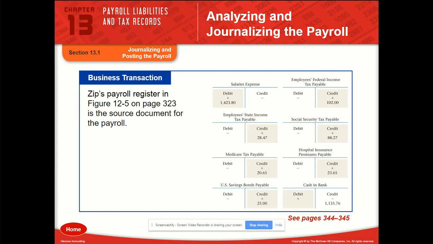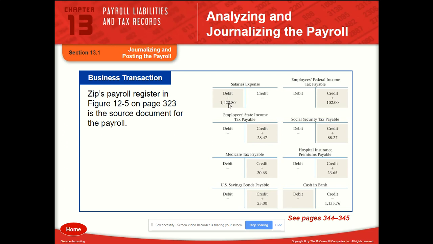We can see that there's a salaries expense of $1,423.80 as a debit. And now all of the rest of these are credits. Why are they credits? They're credits because they're a liability, and liability, if you don't remember, increases on the credit side. Now, the cash in bank is decreased by $1,135.76. Now, why would you say that?